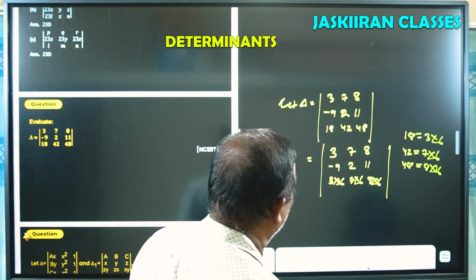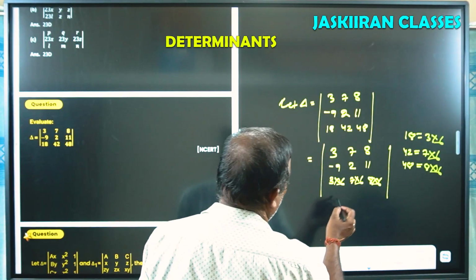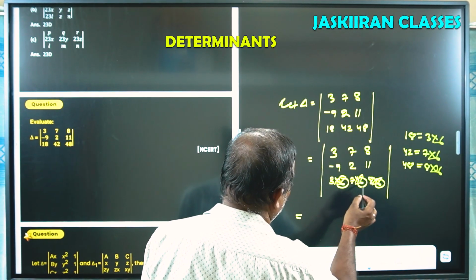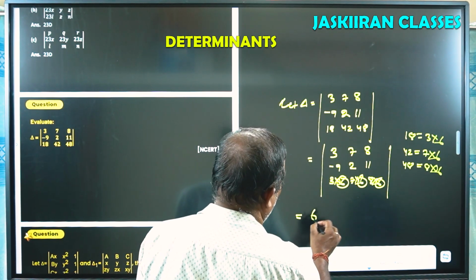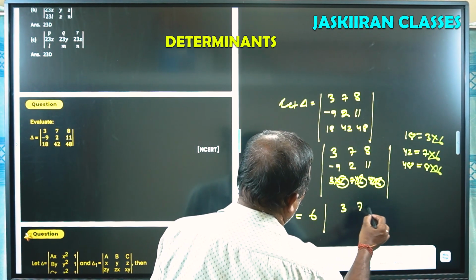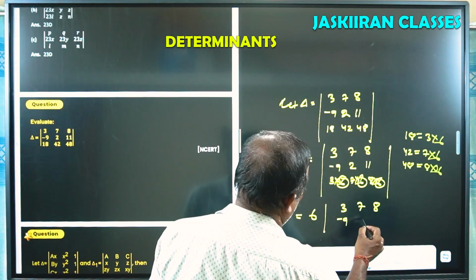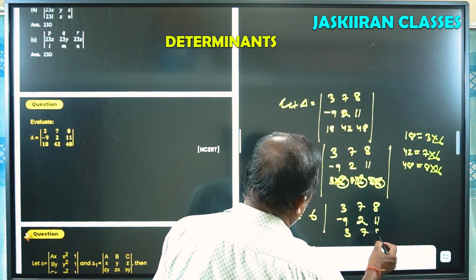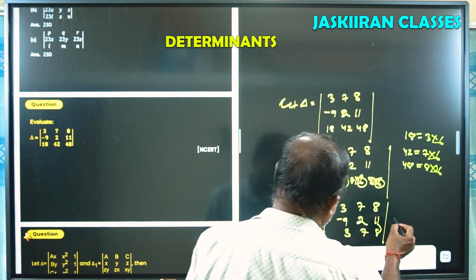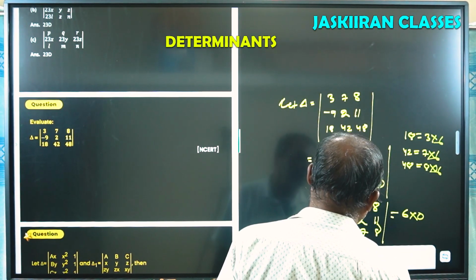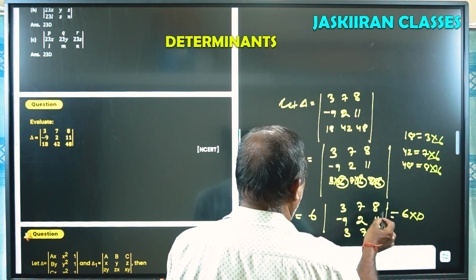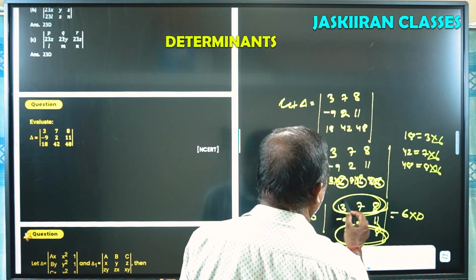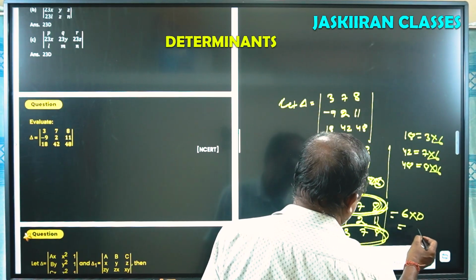Now the same number 6 arises in row 3. So taking 6 common from R3, we get 3 7 8, minus 9 2 11, 3 7 8. So that is 6 into 0. Why is it 0? Because R1 is equal to R3. So that is 0.